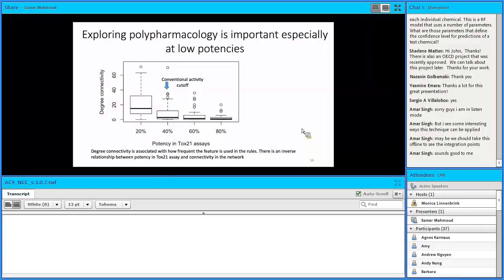There is no direct way of how we can capture the effects of the polypharmacology at low potency, which, as we observe here, should not be neglected. Acute toxicity can still be triggered by multiple activities of low potencies.